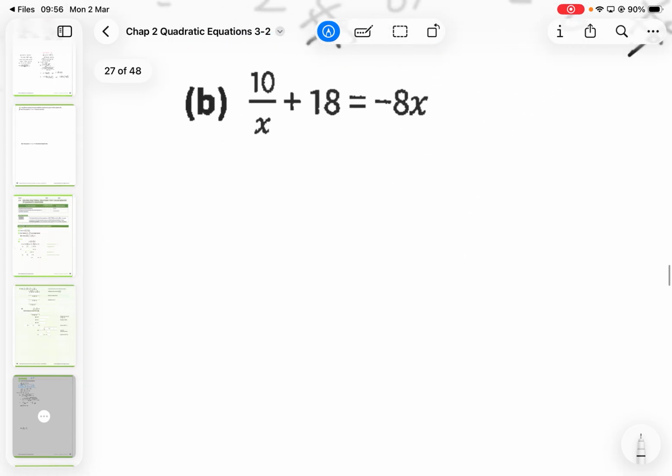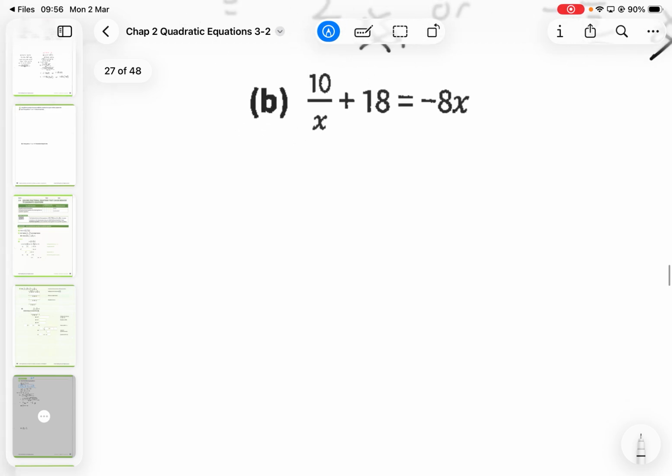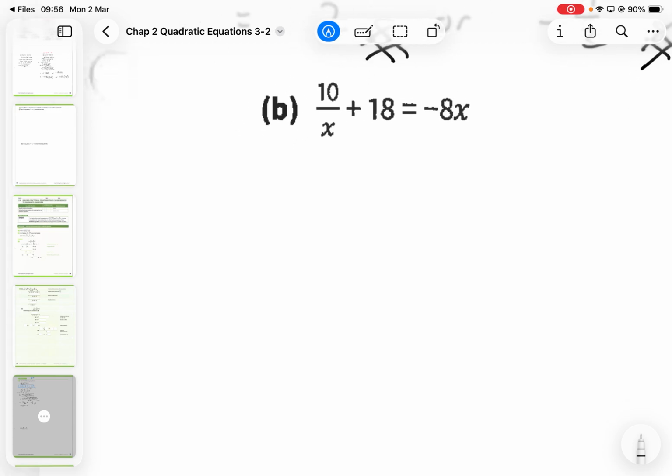Okay, so those who are done, look at part B. Again, I want to solve, which means I cannot have x inside the denominator. So this one, the idea is the same. I want to multiply x to the left, I want to multiply x to the right, so that I can cancel out the denominator. Okay? So I do the first step.